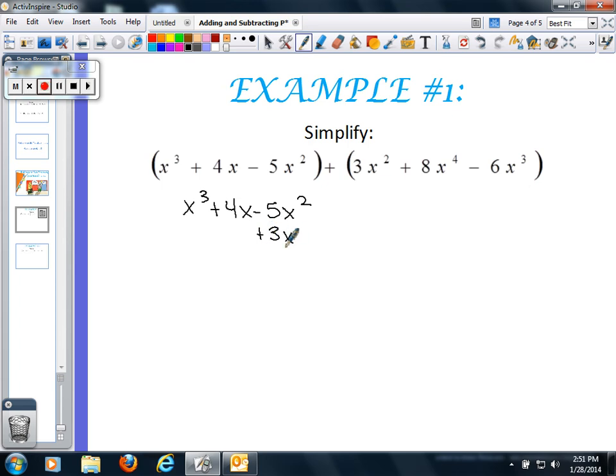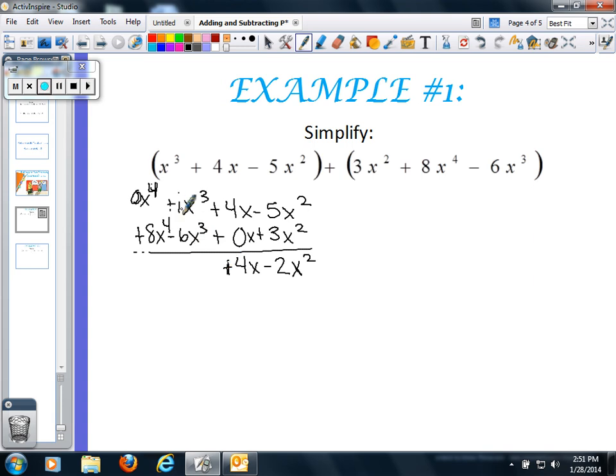So this is plus 3x squared plus 8x to the fourth minus 6x to the third. And I don't have just an x term here, so I'm just going to put 0x. And I'll put a 0x to the fourth here, and I'm just going to add. Alright, so since I'm adding, the x squared stays the same, and I just add the coefficients. So negative 5 and 3 is negative 2. This is going to be positive 4x.